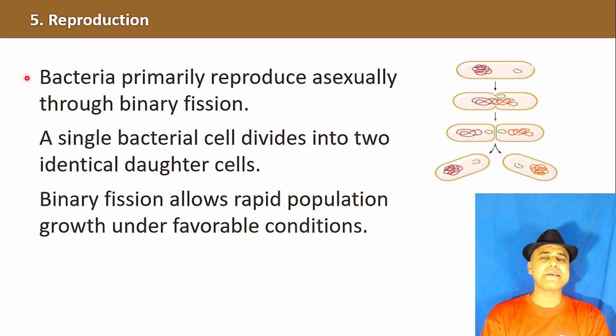Bacteria primarily reproduce asexually through binary fission. A single bacterial cell divides into two identical daughter cells. Binary fission allows rapid population growth under favorable conditions.